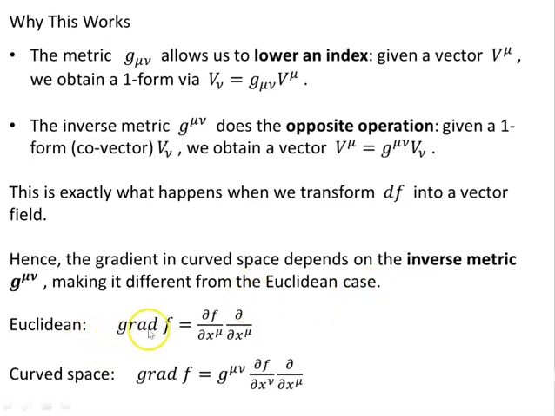So in the Euclidean case, grad f takes this form. The grad f is a vector expanded in the tangent basis, with components partial f on partial x^μ. But in curved space, we have the contravariant components, the inverse metric here, partial f, partial x^ν, and expanded in the tangent basis.